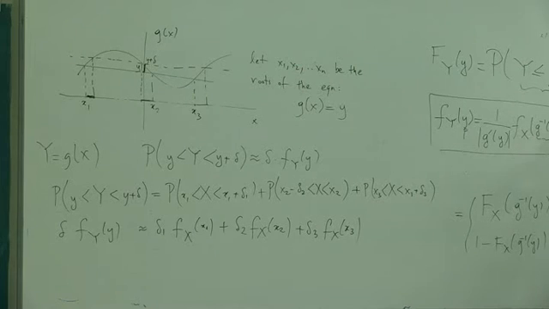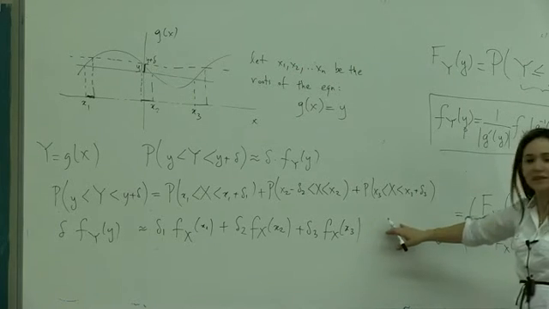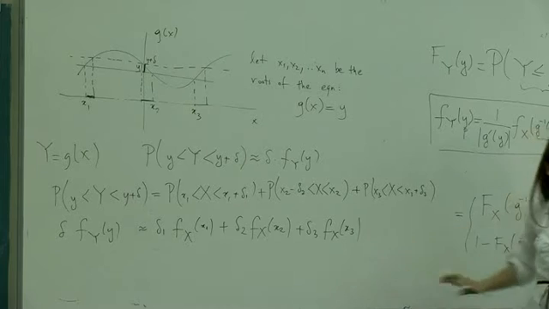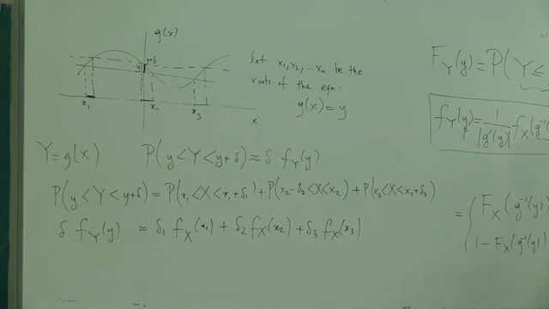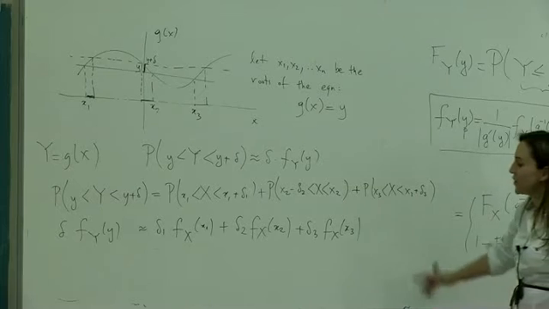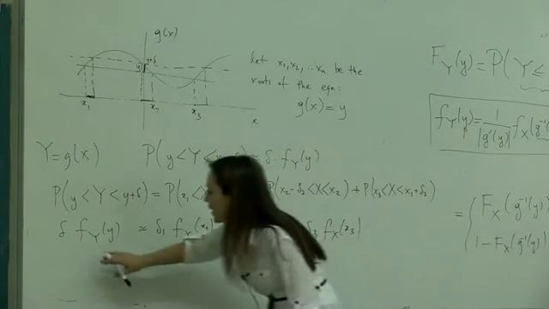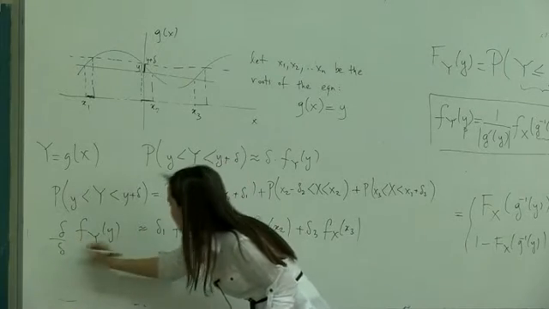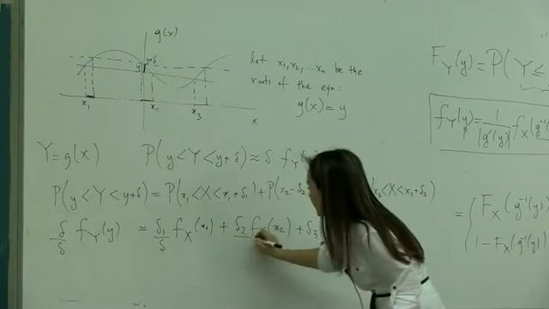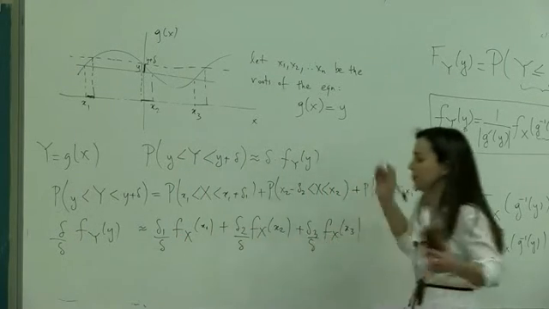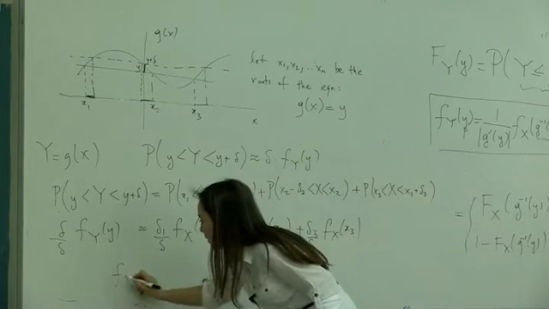Now, it's fine as long as you believe this approximation, which you should believe because it becomes true in the limit. So now, all we need is to divide by delta. So divide by delta everywhere, and we get fy of y.